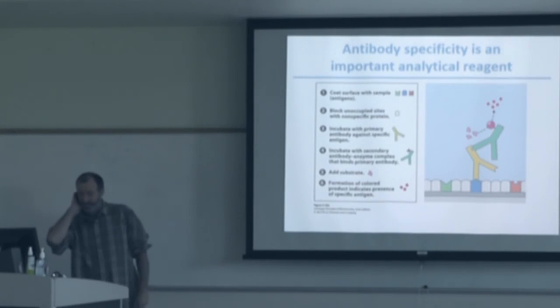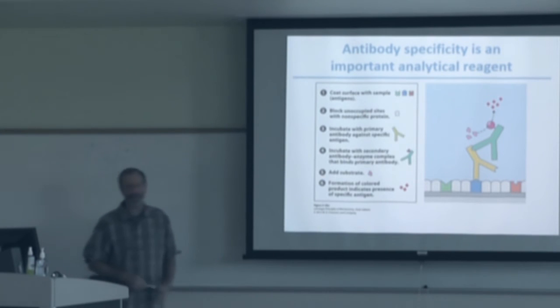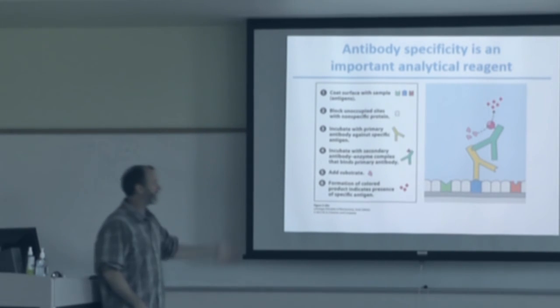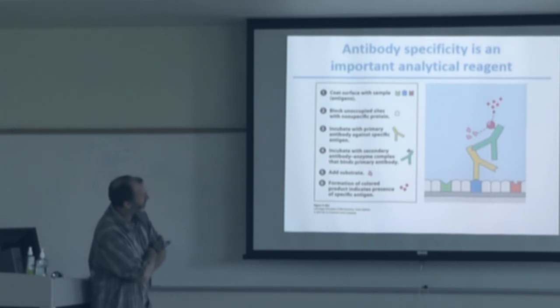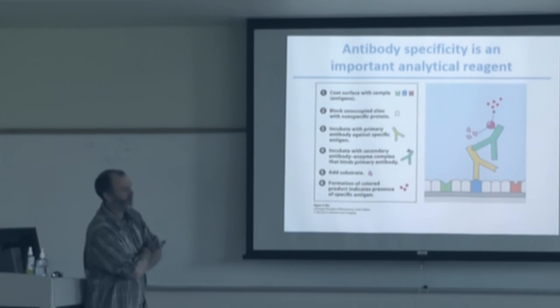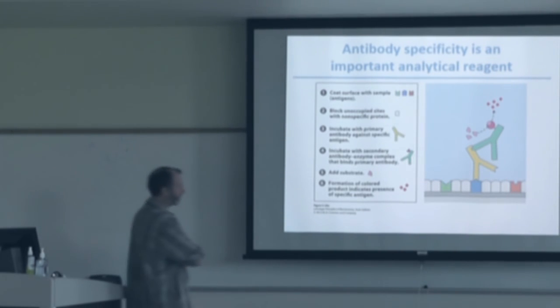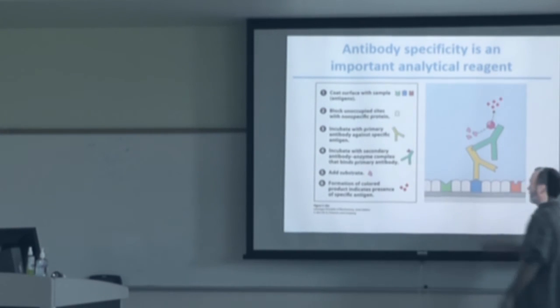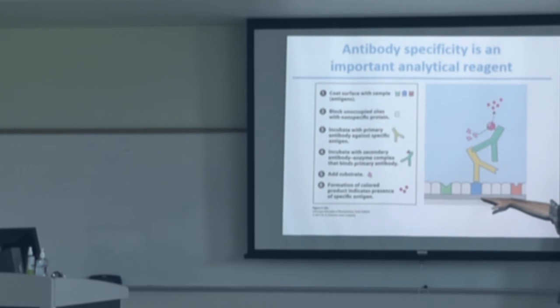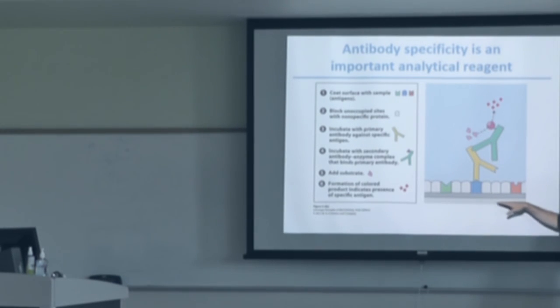So antibody specificity is an important analytical reagent. And this is an example of an ELISA, enzyme-linked immunosorbent assay of some sort. This actually might be a Western blot too, it's hard to tell. But some solid support where you're looking at proteins. So this is a plate, it'd be an ELISA, or it could be a membrane for a Western blot.